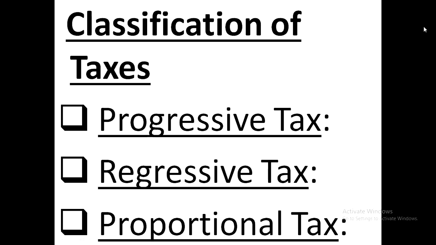The third classification of tax is called proportional tax. Now, this is when the tax is the same proportion of the person's income. If it's 10%, it's 10% of the poor's income and 10% of the rich people's income. They pay the same percentage.